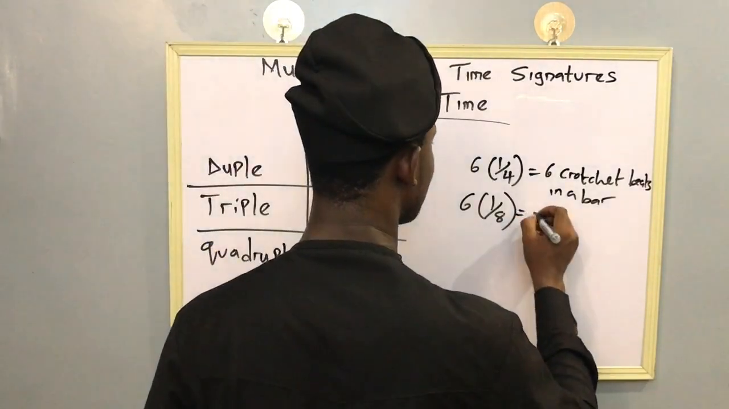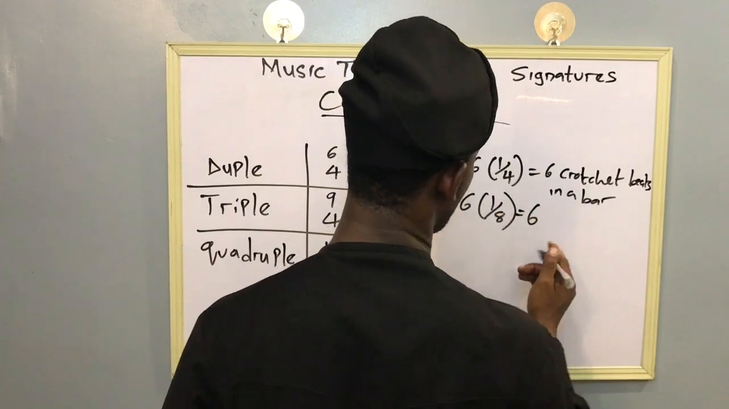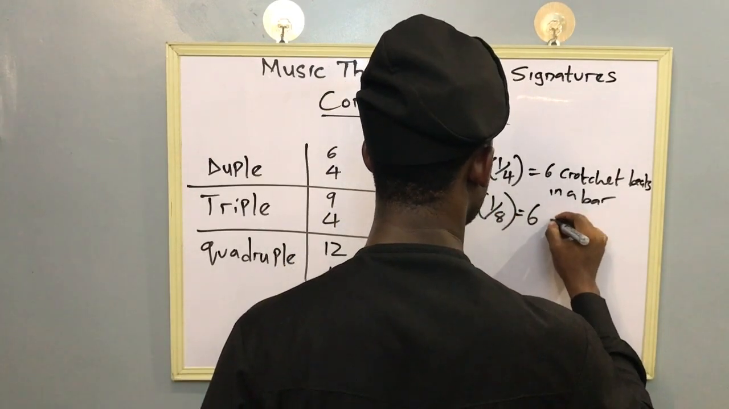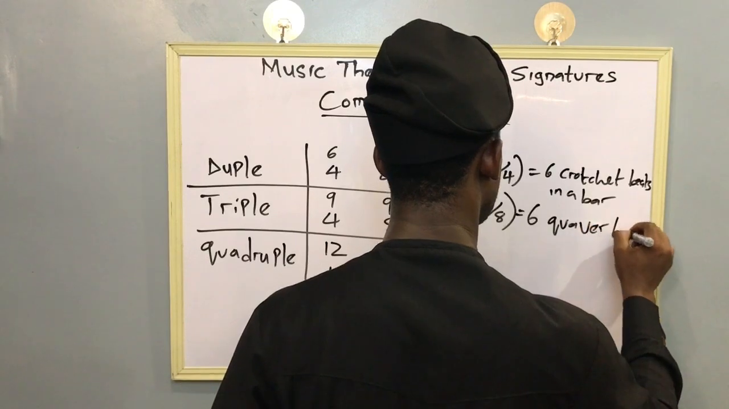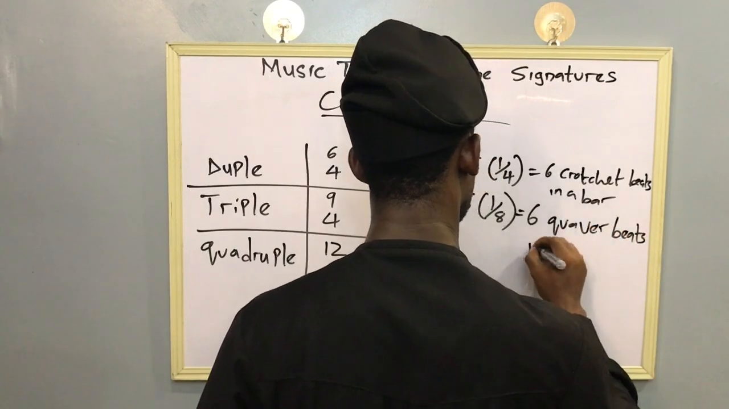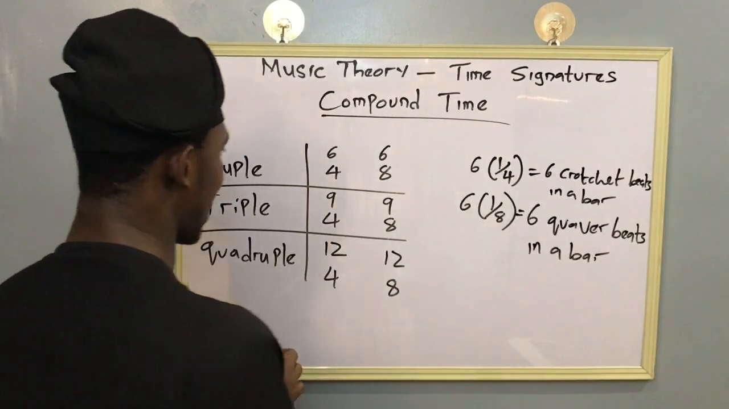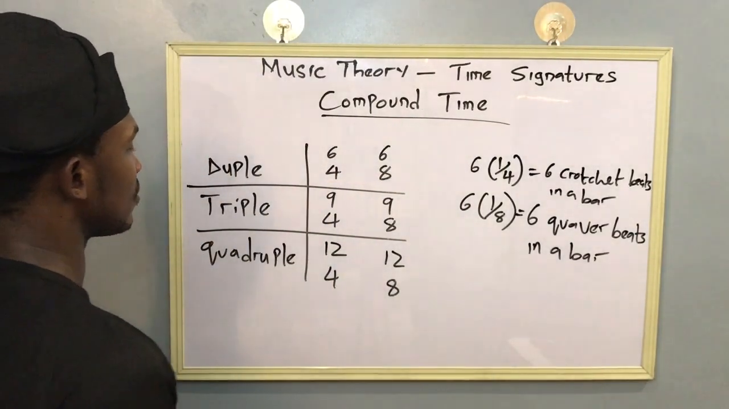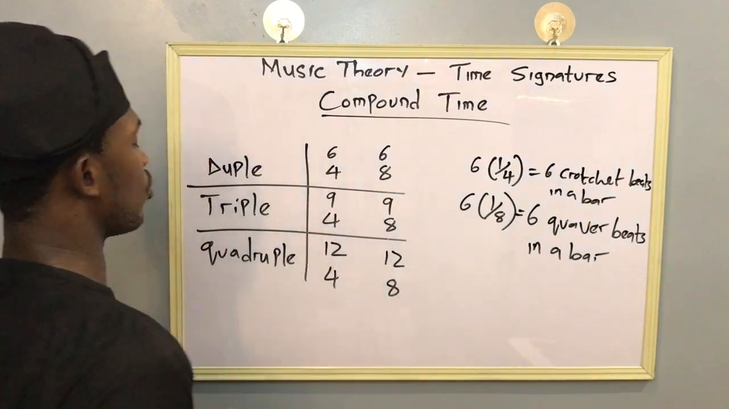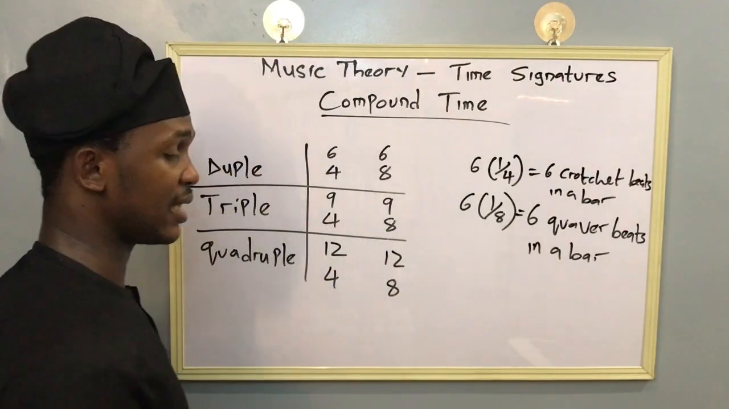Okay, which means 6 1/8 is the 8th note, which is called the quaver. So 6 quaver beats in a bar. Okay, so we can just take any one of these. 9/4 will mean what? 9 crochet beats in a bar. 12/4 is 12 crochet beats in a bar. 12/8 is 12 quaver beats in a bar.